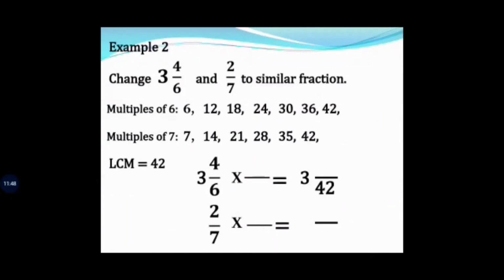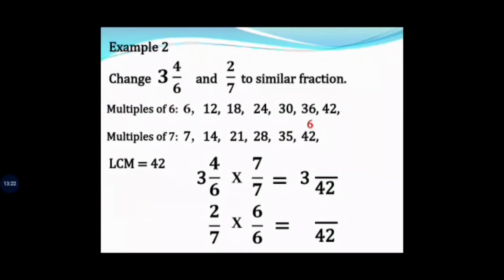Then, we are going to use the LCM as the LCD of 3 and 4/6 and also 2/7. Then, we are going to count the number of places for the multiples of 6. 6 is 1, 12 is 2, 18 is 3, 24 is 4, 30 is 5, 36 is 6, and 42 is 7. Use 7 as 7/7 to be multiplied by 3 and 4/6. We are going to count also the number of places for the multiples of 7. 7 is 1, 14 is 2, 21 is 3, 28 is 4, 35 is 5, and 42 is 6. Now, we are going to use 6 as 6/6 to be multiplied by 2/7.